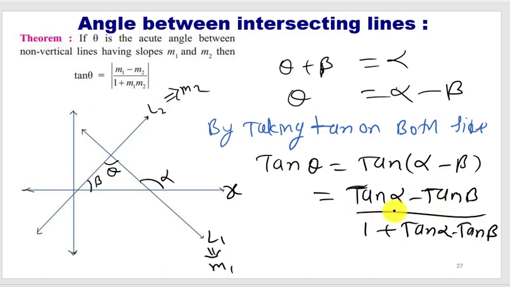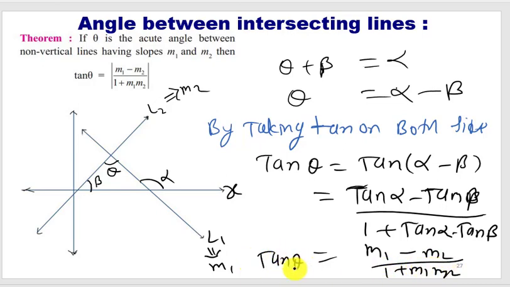We applied. Right? Here, tan alpha is the slope of line 1 because the inclination of line 1 is alpha and the tan of the inclination is the slope of that line. So here, tan alpha will be your slope of line 1. Similarly, tan beta will be your slope of line 2, upon 1 plus m1 into m2. Here you got tan theta is equal to m1 minus m2 upon 1 plus m1 m2.